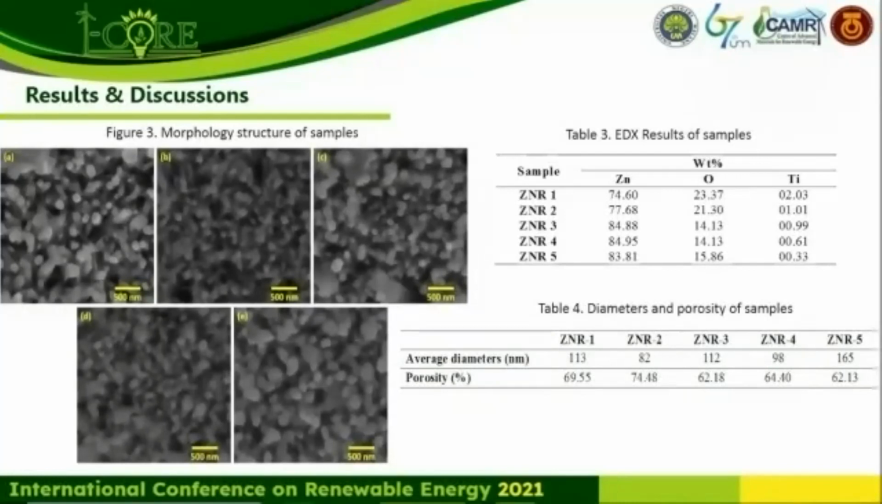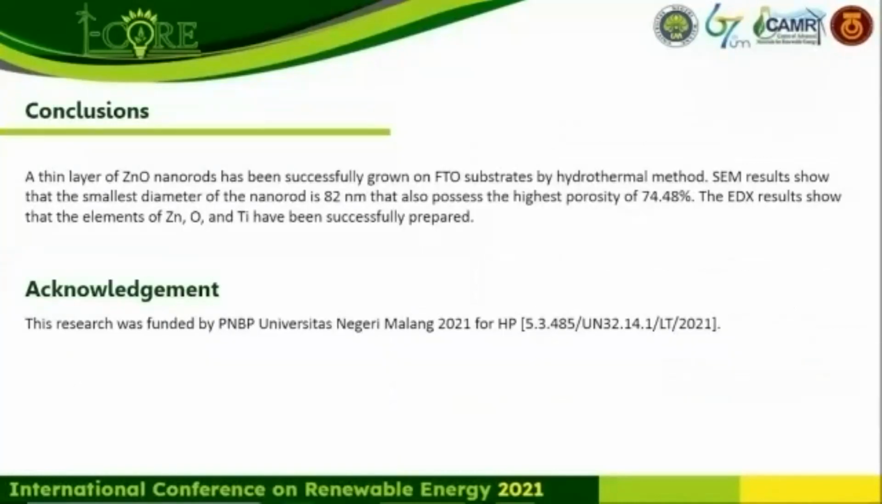74.48%. To the conclusions, a thin layer of zinc oxide nanorods has been successfully grown on FTO substrate by hydrothermal method. The results show that the smallest diameter of the nanorods is 82 nanometers that also possesses the highest porosity of 74.48%, and the EDX results show that the elements of zinc, oxygen, and titanium have been successfully detected. Thank you.